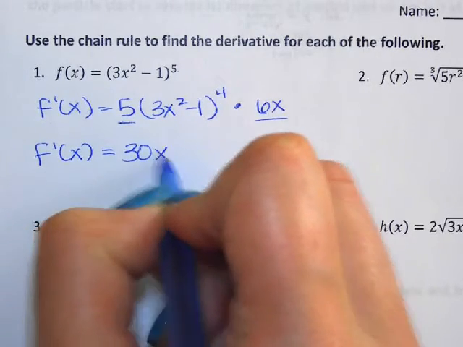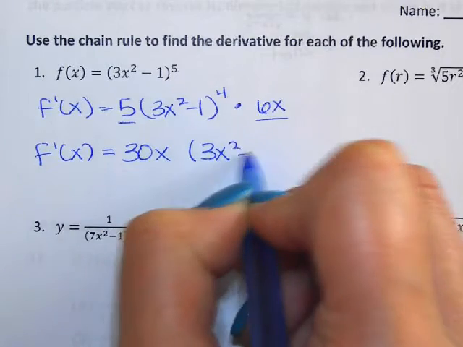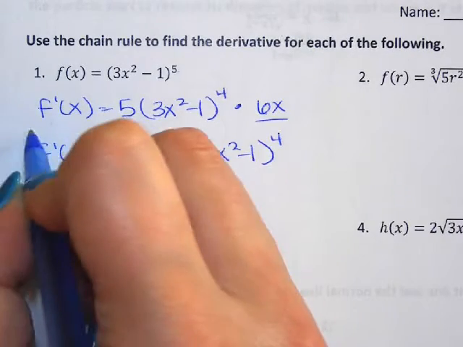So 30x, 3x squared minus 1 to the 4th is your answer.